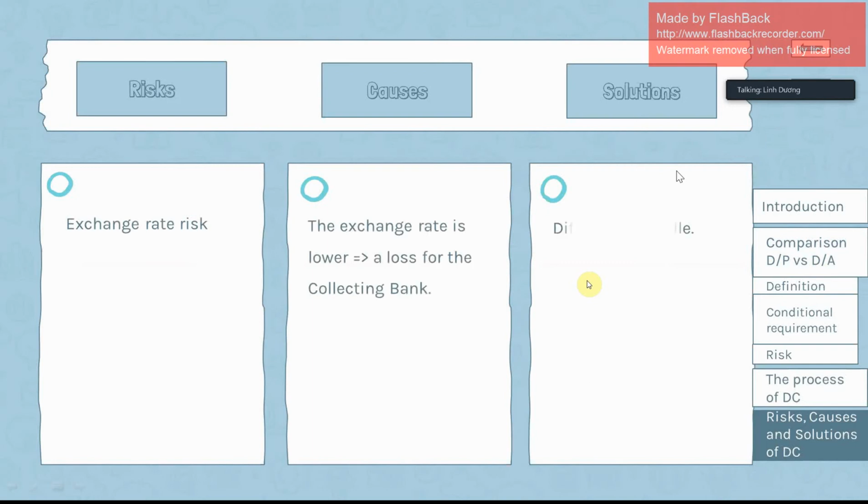And the last one we will mention is the exchange rate risk, which is very difficult to handle. To be specific, when trading between 2 parties in 2 different countries, trading currency is necessary, which is affected by the exchange rate. For example, when the exchange rate is lower, it will cause a loss for the collecting bank. And these are the 5 risks we have mentioned.